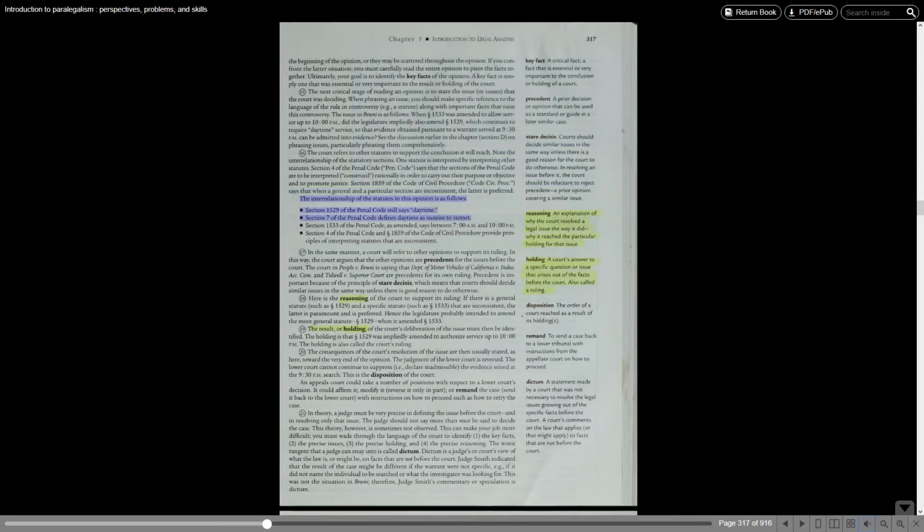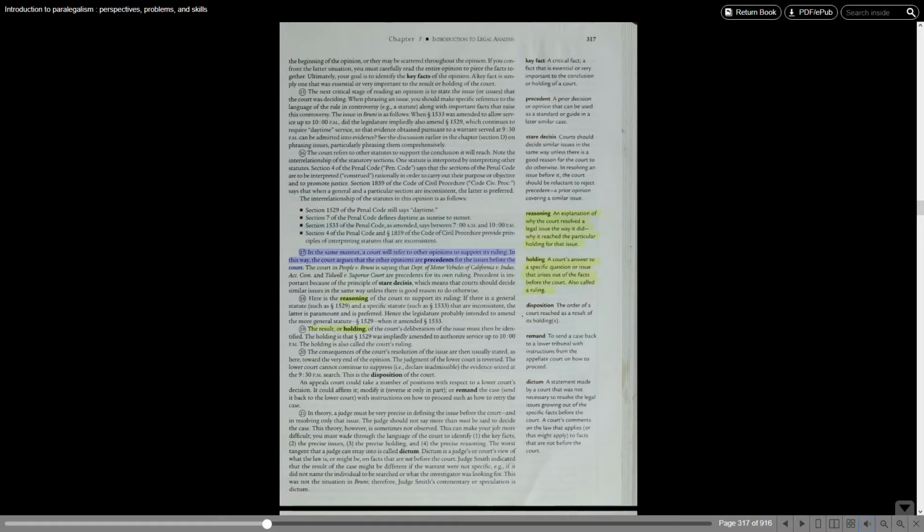The interrelationship of the statutes, in this opinion, is as follows. Section 1529 of the Penal Code still says daytime. Section 7 of the Penal Code defines daytime as sunrise to sunset. Section 1533 of the Penal Code, as amended, says between 7:00 a.m. and 10:00 p.m. Section 4 of the Penal Code and 1859 of the Code of Civil Procedure provide principles of interpreting statutes that are inconsistent.